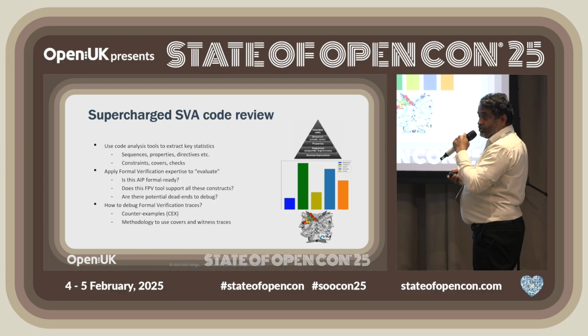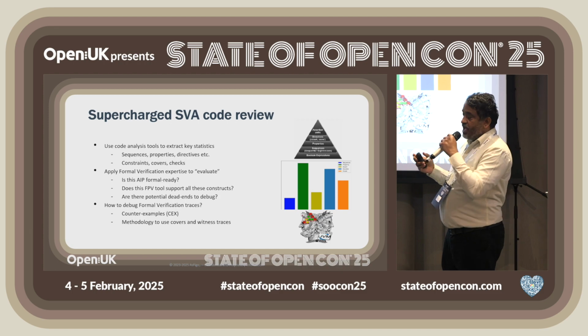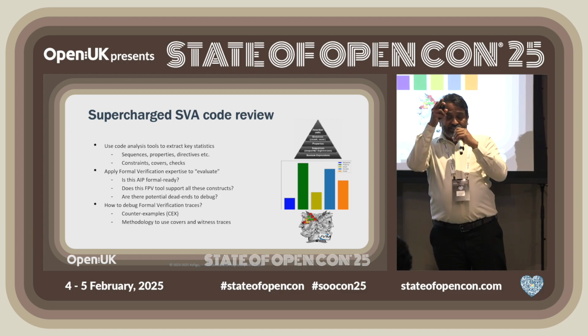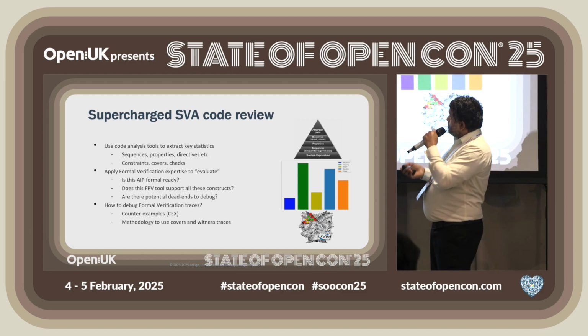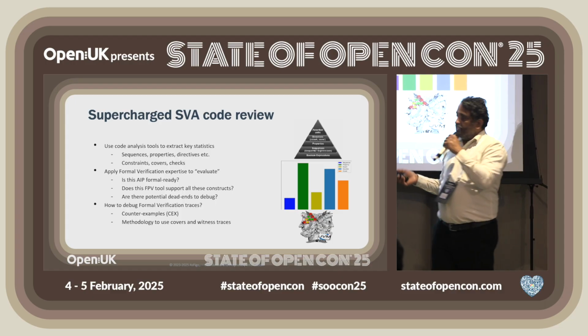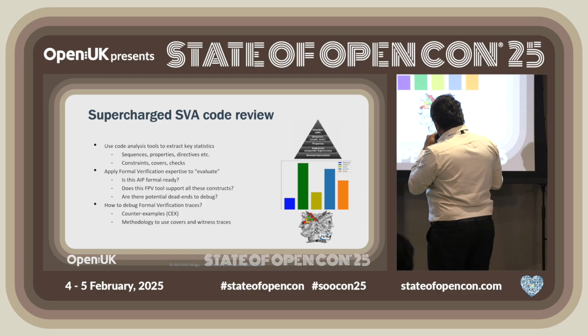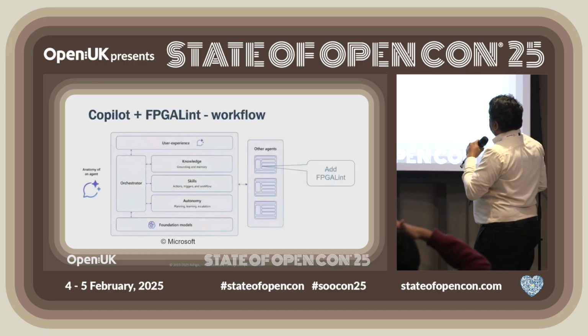Does the FPV tool support it, for example, if you may be using one tool like Jasper, VC Formal, whatever, right? And then, does it support all the constraints that are generated or in there in the code? Are there any potential dead ends to debug, like say deep memories, excess, etc.? And then, how do we debug the formal verification traces? We use something called a YANAS. I think pretty much we are there.